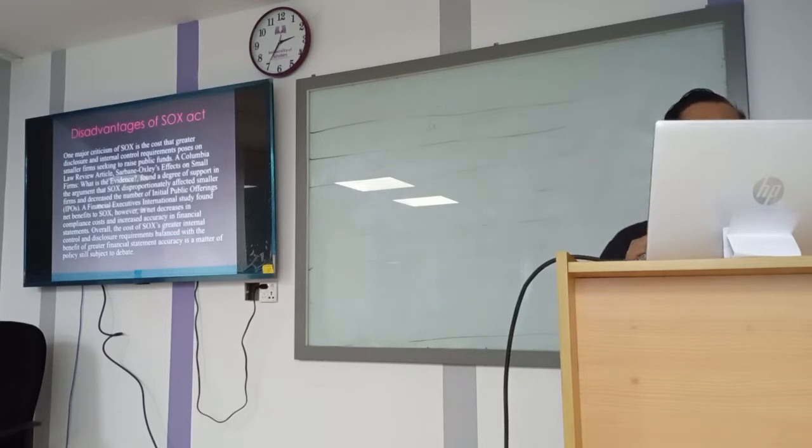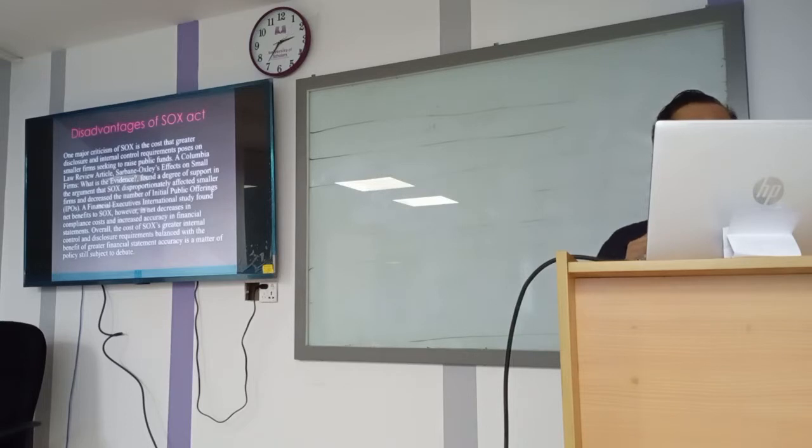I am presenting on the disadvantages of the SOX Act. One major criticism of SOX is the cost that greater disclosure and internal control requirements pose on smaller firms seeking to raise public funds. A Columbia Law Review article, "Sarbanes-Oxley's Effect on Small Firms: What Is the Evidence?", found a degree of support in the argument that SOX disproportionately affected smaller firms and decreased the number of initial public offerings, IPOs.